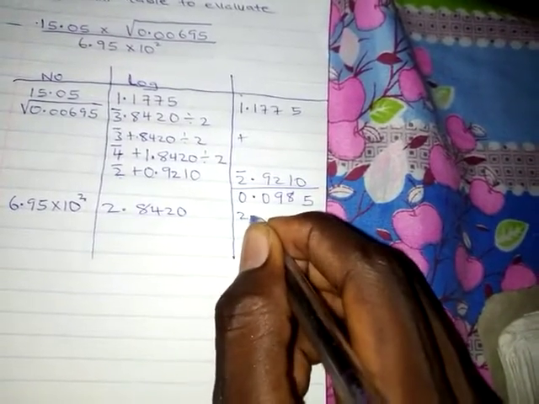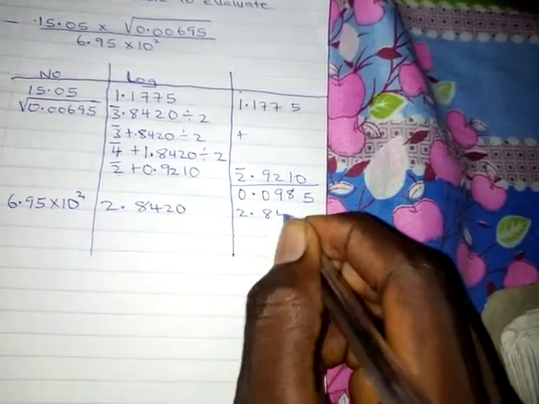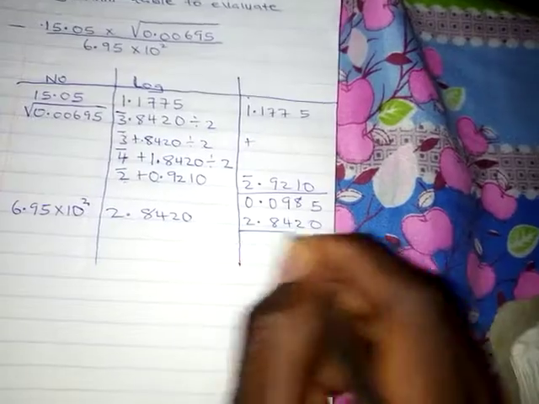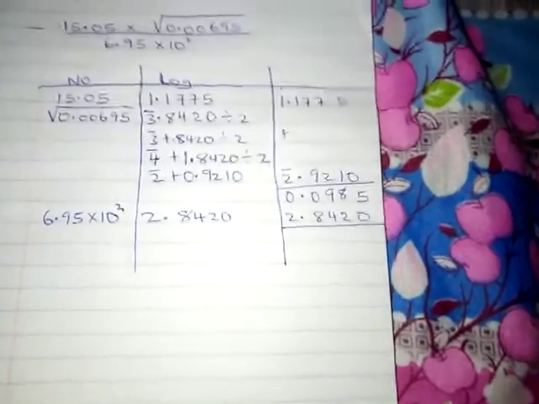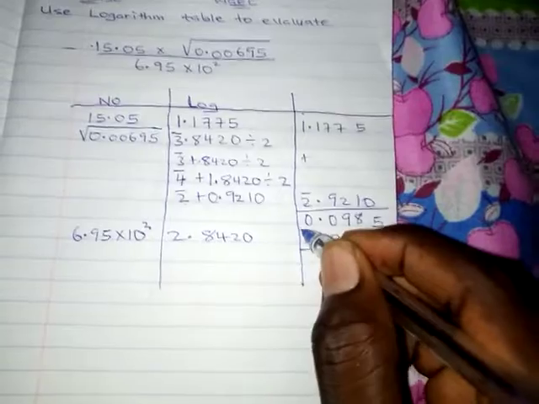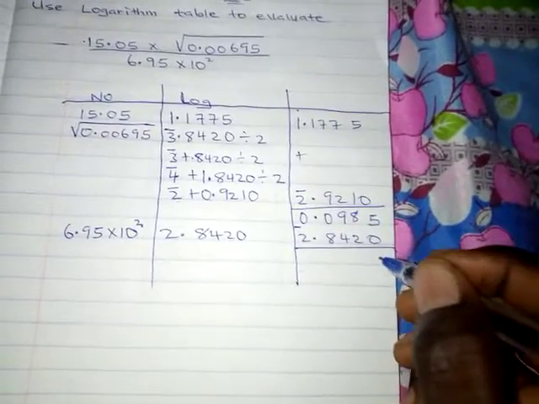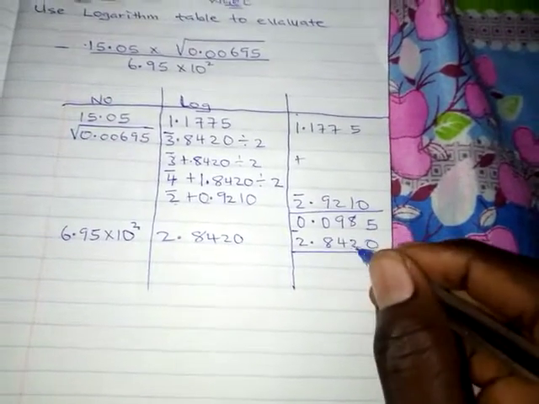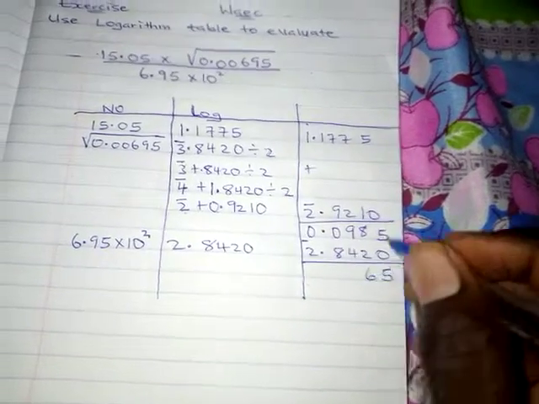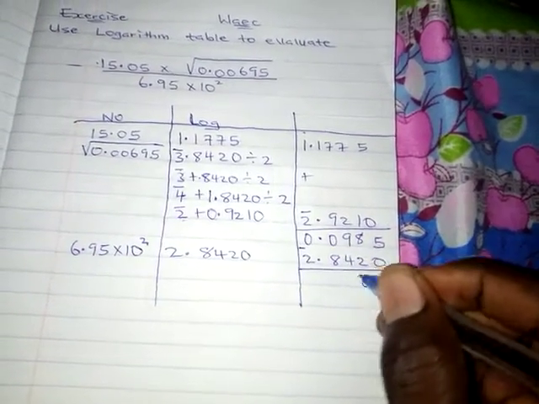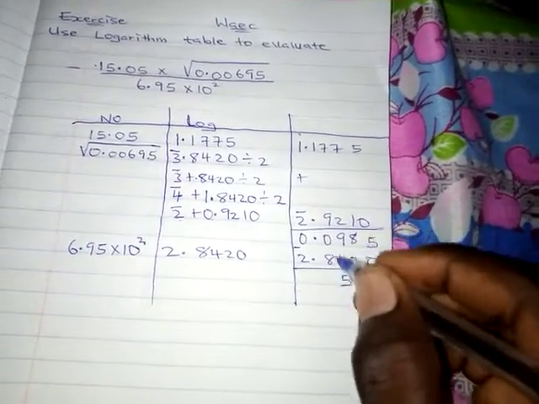We have 2.8420. So division in logarithm means subtraction. So we are going to subtract these values. So 5 minus 0 gives us 5. 8 minus 2 gives us 6. 9 minus 4 gives us 5. And 0 minus 8 cannot.